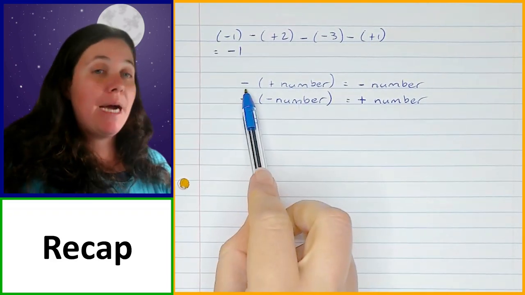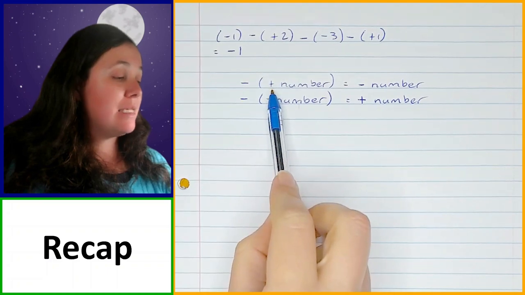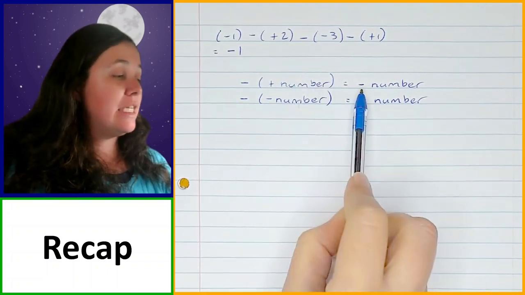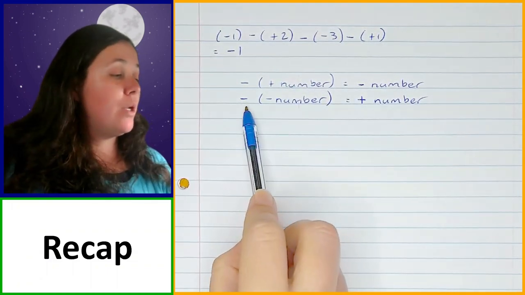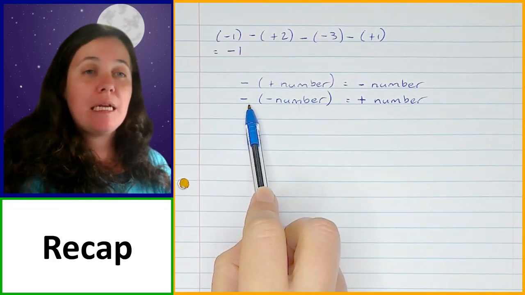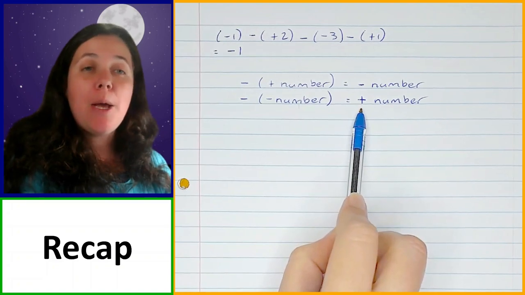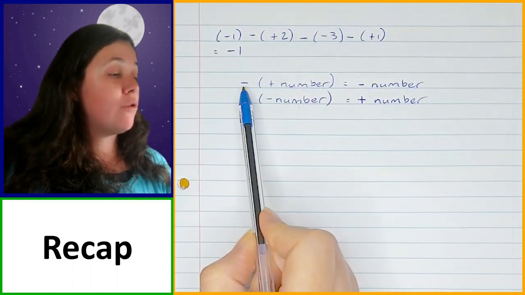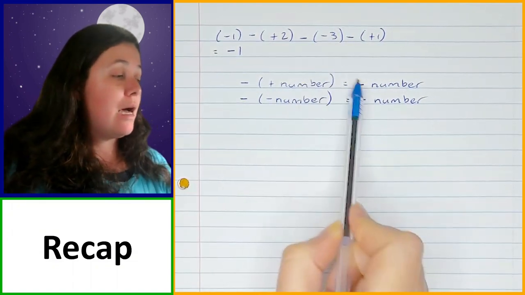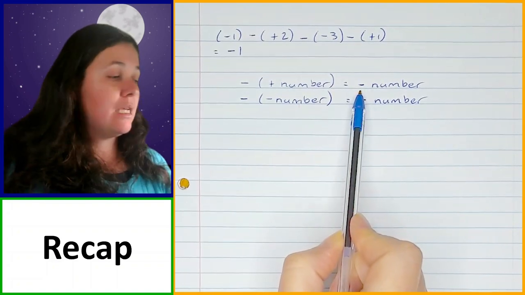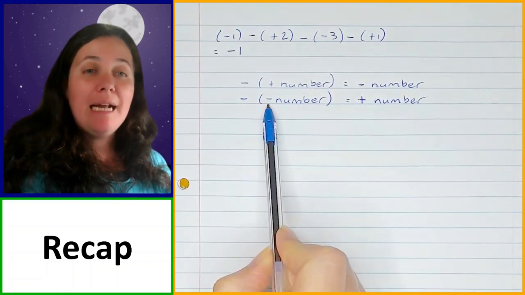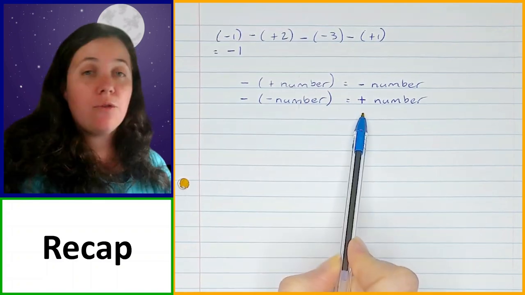So when I've got a minus in front of the brackets and a plus inside the brackets, it actually gives me a minus. And when I've got a minus in front of the brackets and a minus inside the brackets, it actually ends up giving me a plus. So when I'm subtracting a positive number, I end up with a negative result. And when I am subtracting a negative number, I end up with a positive result.